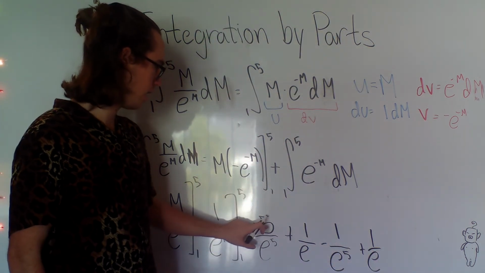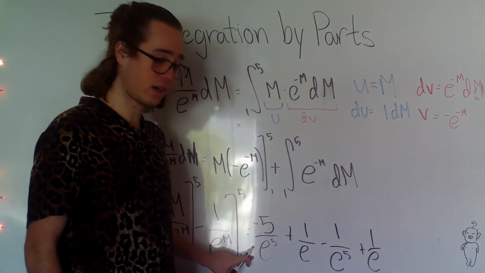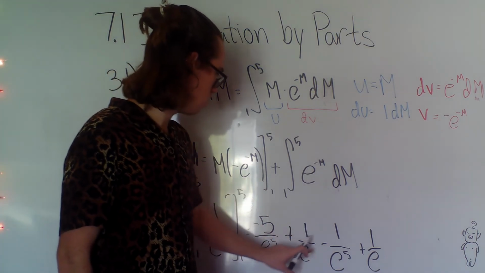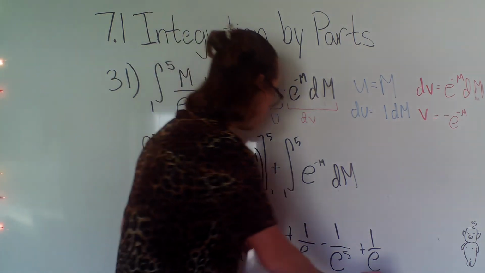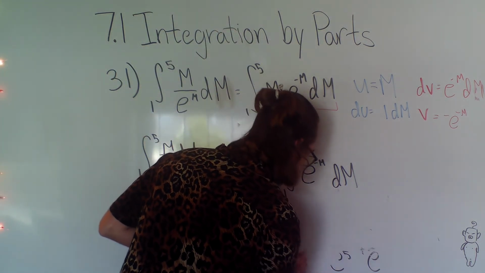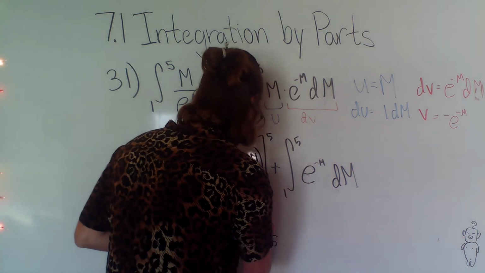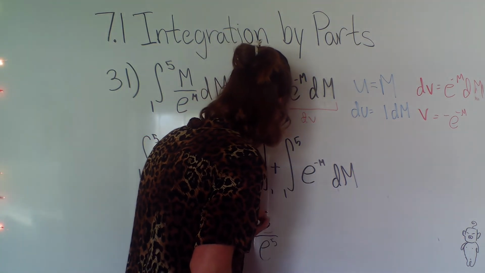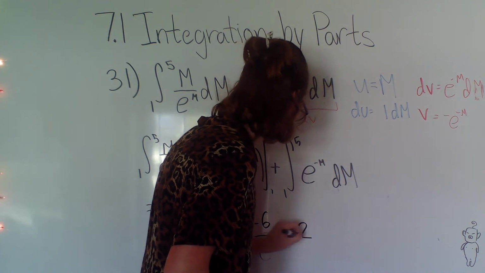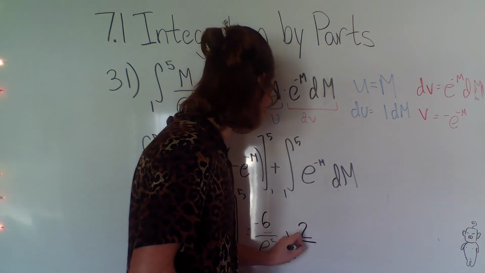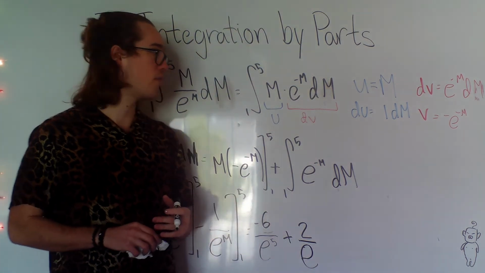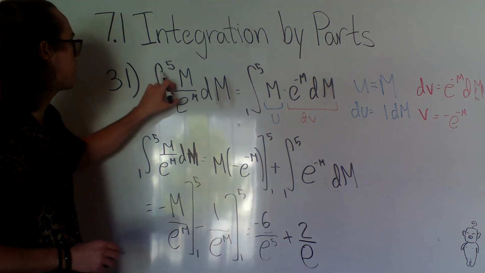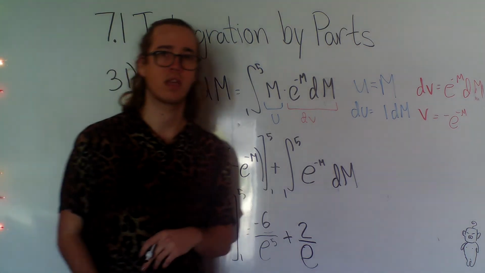Well, we have a negative 5 over e to the 5, and then we have a negative 1 over e to the 5, and then we have two 1 over e's, and we can just rewrite this as negative 6 over e to the 5 plus 2 over e. And that is going to be our answer for finding the integral from 1 to 5 of m over e to the m dm.